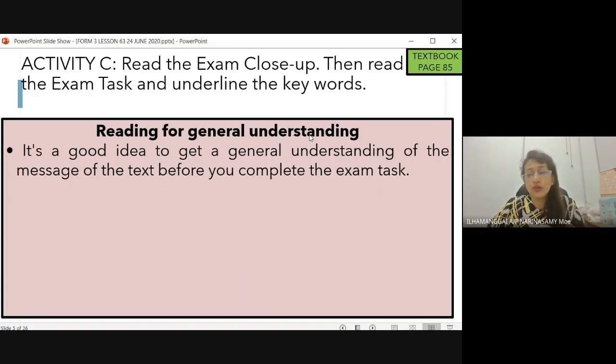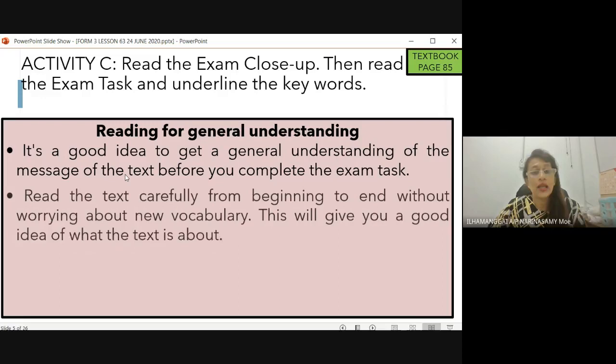How do you read for a general understanding? This is on page 85 under exam close-up. It's a good idea to get a general understanding of the message of the text before you complete the exam task. Remember in lesson 62, we already went through the text, from the first paragraph until the last paragraph. We looked at what has happened. So it's good to get a general understanding of the message of the text before you do your exam task, which is to answer comprehension questions.